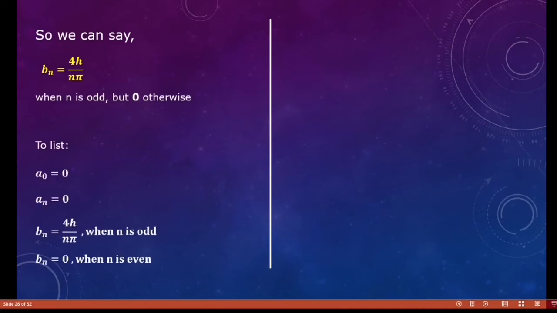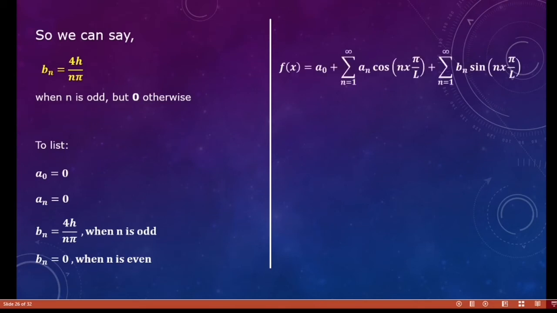So let's recall the list. A sub 0 is just equal to 0. A sub n is equal to 0. B sub n is equal to 4h over n pi when n is odd. And b sub n is equal to 0 when n is even. Now, let's substitute all of the coefficients sa ating equation.